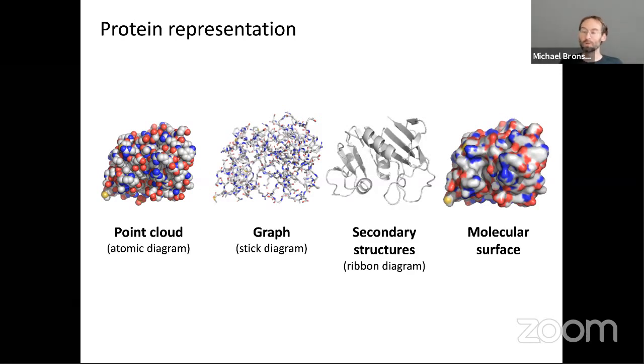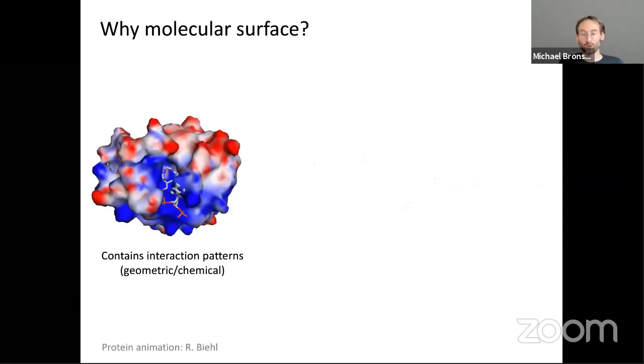Let me try to convince you why molecular surfaces make sense. So first of all, if you look at the surface, just by observing it, you see some patterns that are indicative of binding. So for example, traditional drugs are designed to fit into some pockets. And usually these are what are called druggable surfaces, when they have some holes into which you can fit a small molecule of a drug.